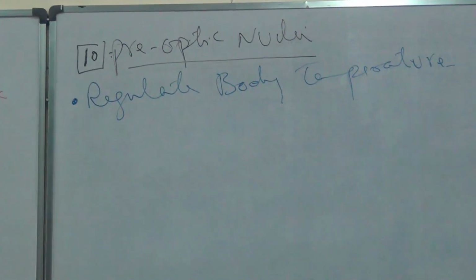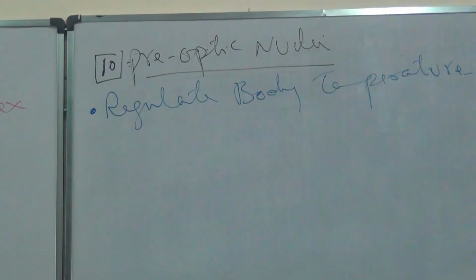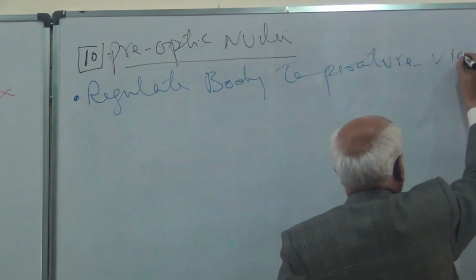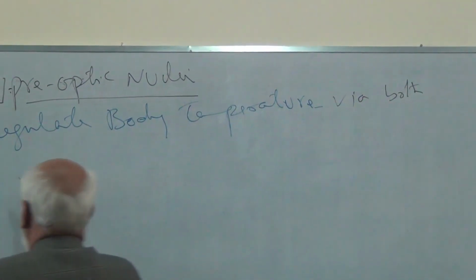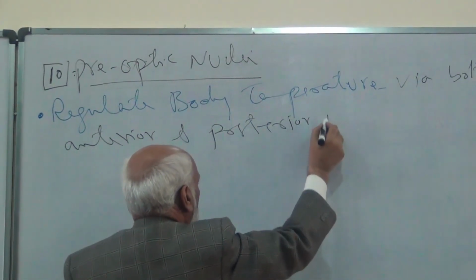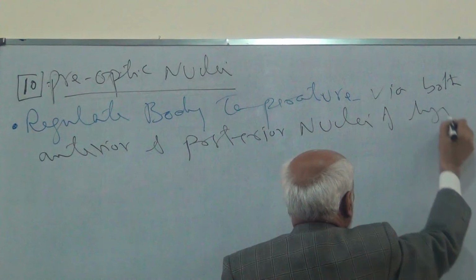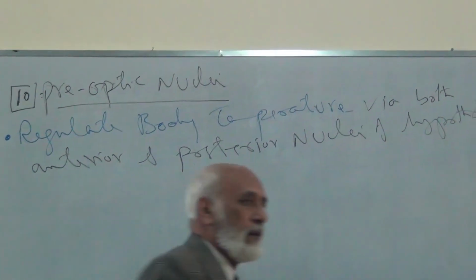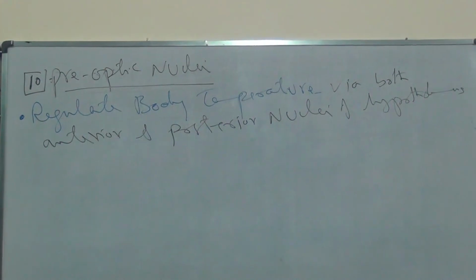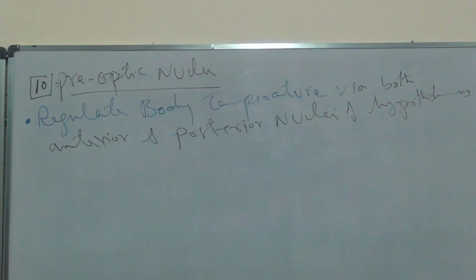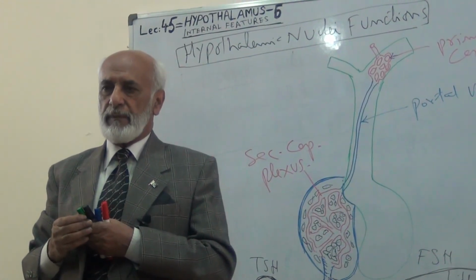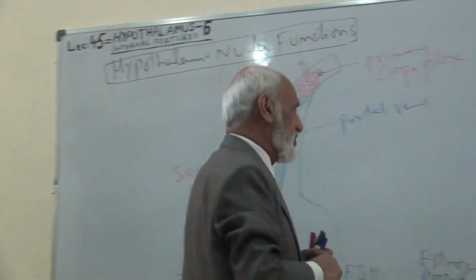It regulates body temperature via both the anterior and posterior nuclei of the hypothalamus. One nucleus may be inhibited and the other stimulated, or vice versa. In this way, it controls body temperature. It also regulates body temperature through regulation of thirst.